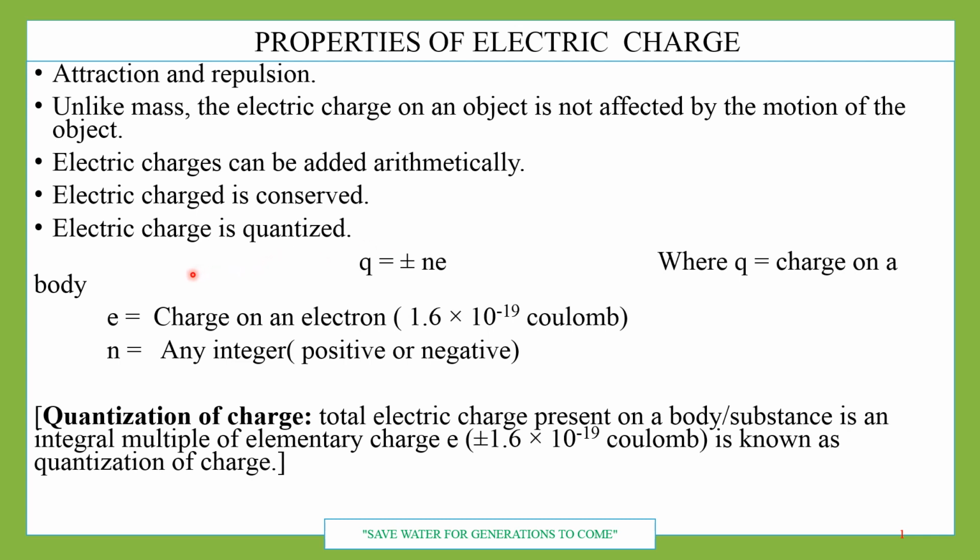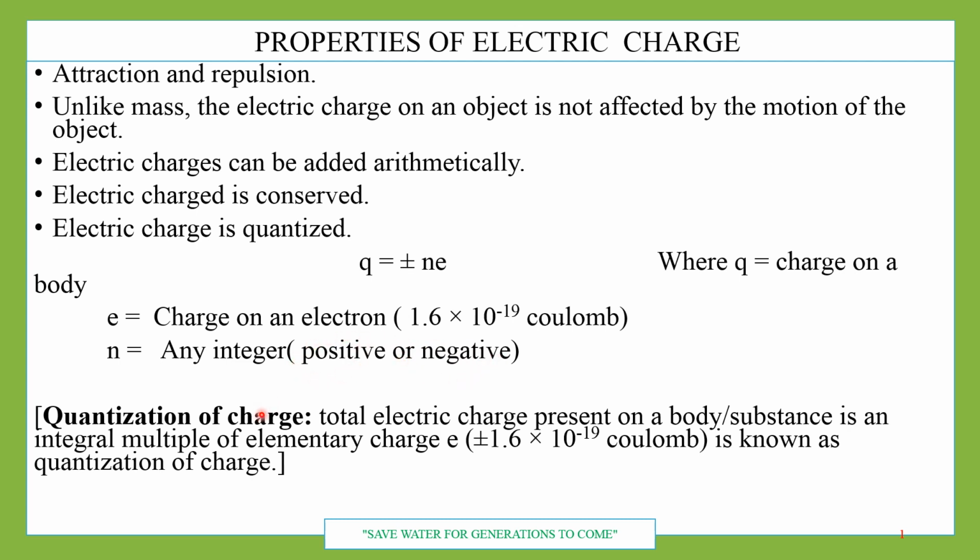Next, electric charge is quantized. What does it mean here? Quantized means Q is equal to plus or minus n into E. Here plus is for proton, minus is for electron. N is a number greater than 0. It can be 1, 2, 3, 4, 5, right? Any number. E is the charge on an electron, which is minus 1.6 into 10 raised to minus 19 coulomb. And n is any integer, not 0. Negative in case of electrons, positive in case of protons.